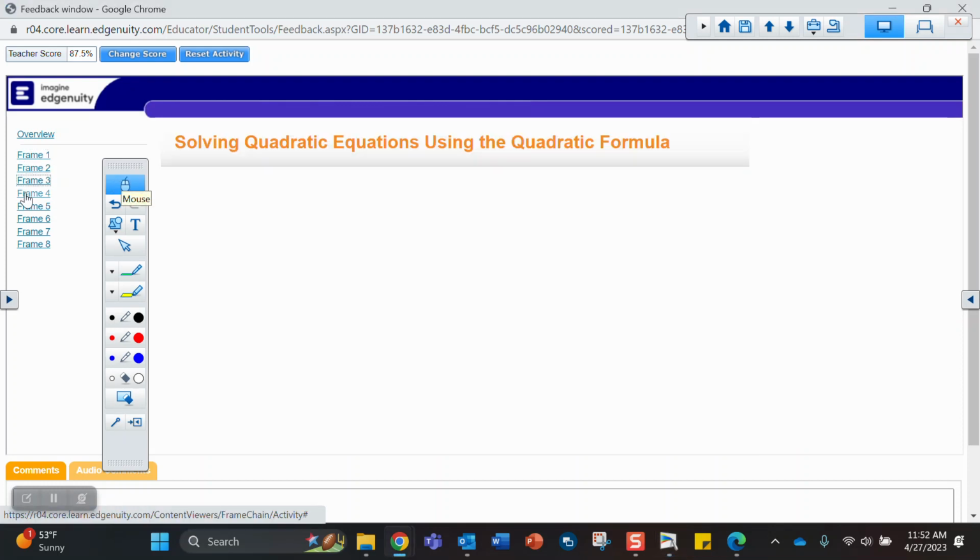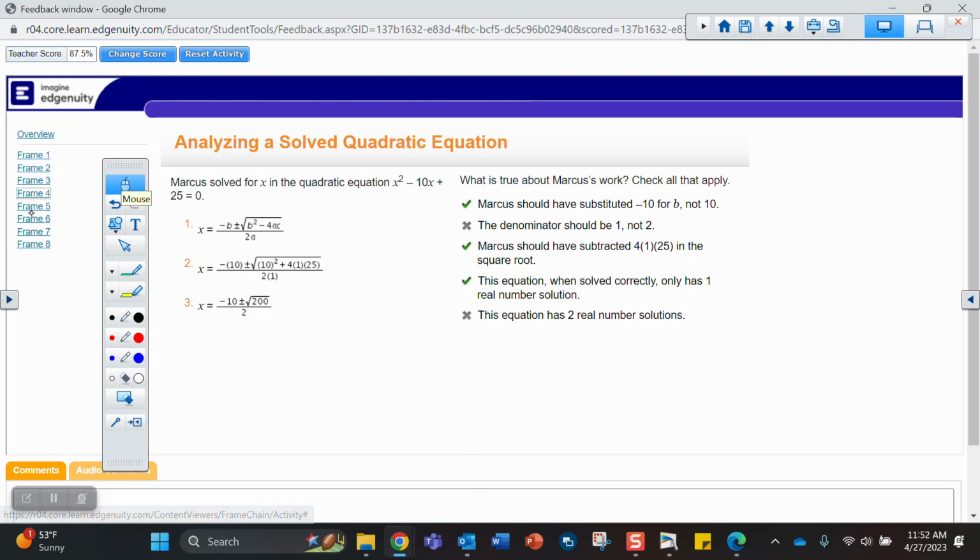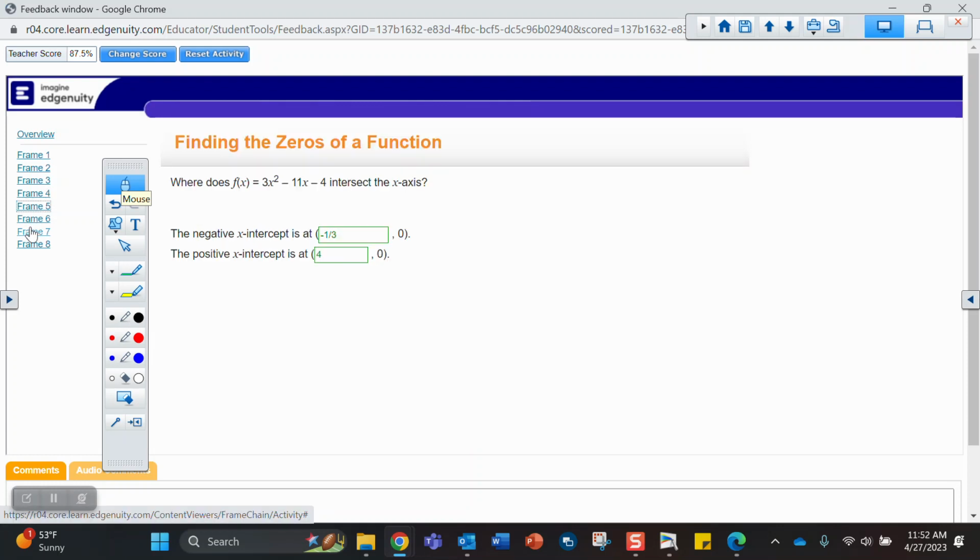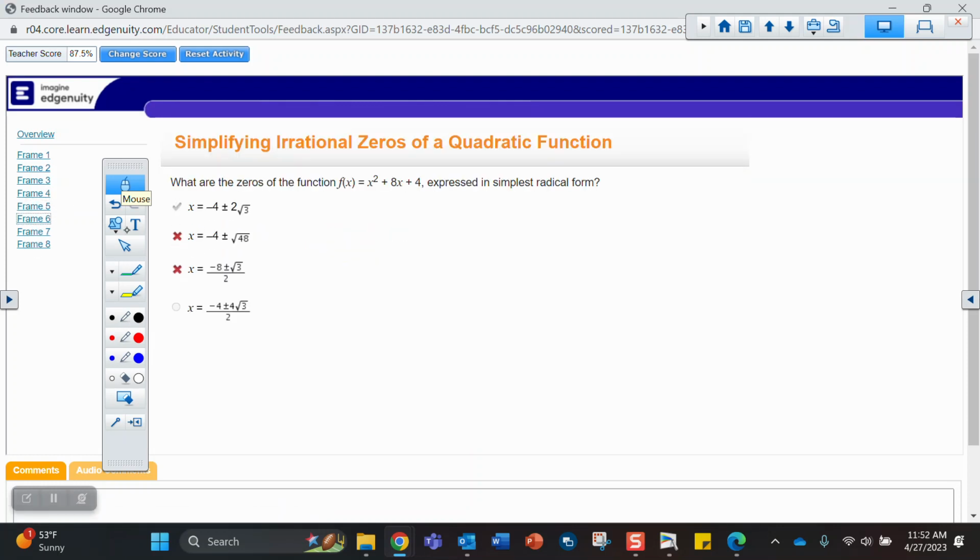And I would guess the rest of these are all probably correct because you got an 87. Oh, nope, this one, let's fix this one. What are the zeros of the function expressed in simplest radical form? Okay, so it looks like you're getting things in the right place, but it might be just the reducing or the simplifying it.